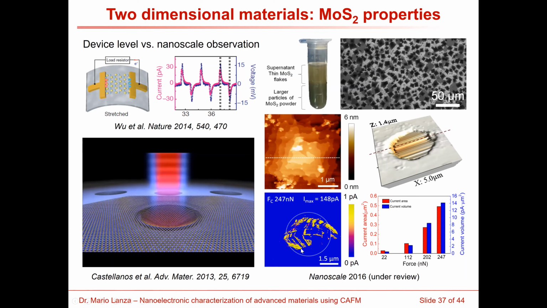And then we apply mechanical stresses with the tip of the conductive atomic force microscope, and at the same time we collected the currents produced by this material. And we observed very clearly that when we increase the contact force, the current area and the current volume increases in this sample, confirming that the current is produced by the mechanical stress.